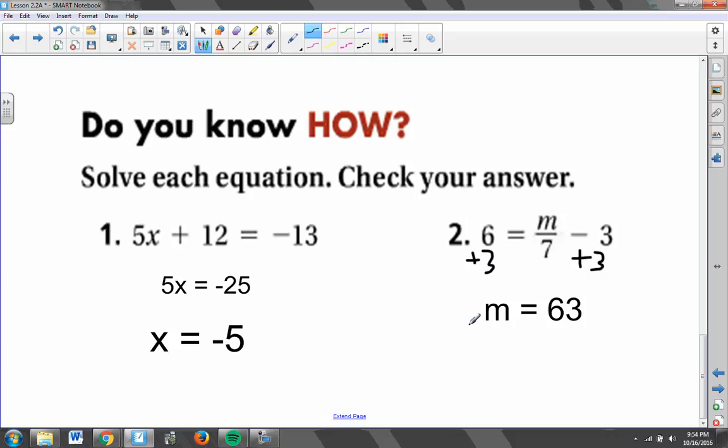So if you have questions at all about what order to undo these operations in, or how to undo any of these operations, again, addition, subtraction, multiplication, division, please make a note to ask me in class tomorrow.